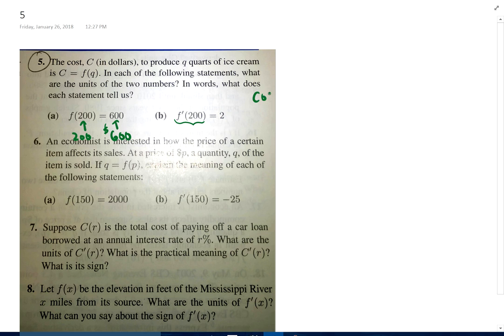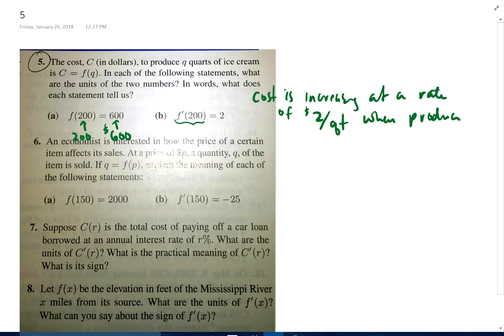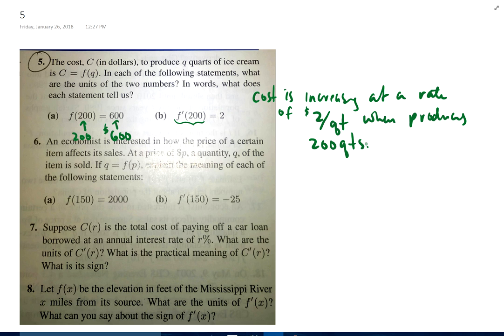So the cost is increasing at a rate of $2 per quart when producing 200 quarts. Okay, because the cost is changing depending on how many quarts you make. It is not a constant cost. All right, 13.